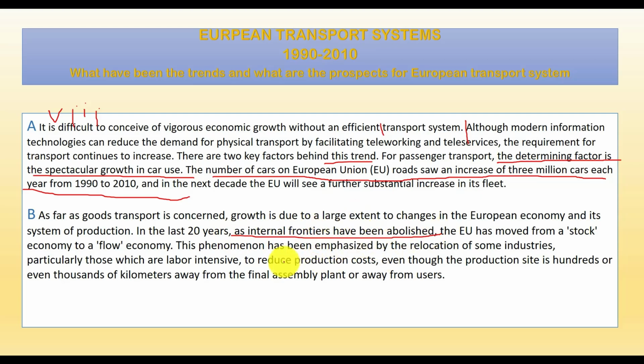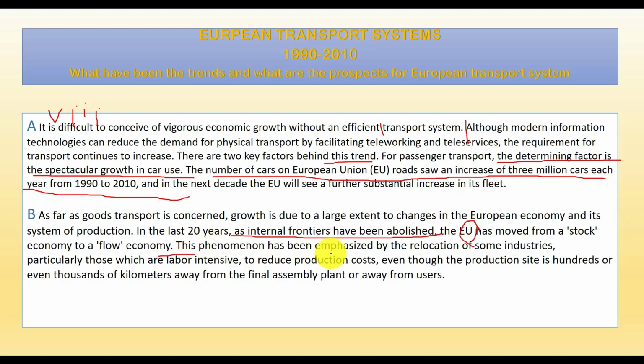That's something to do with general English. If you don't know the meaning of internal frontier, you're going to lose a lot of precious time. The EU has moved from a stock economy to a full economy. Again, the EU has nothing to do with awaiting countries for admission, okay?